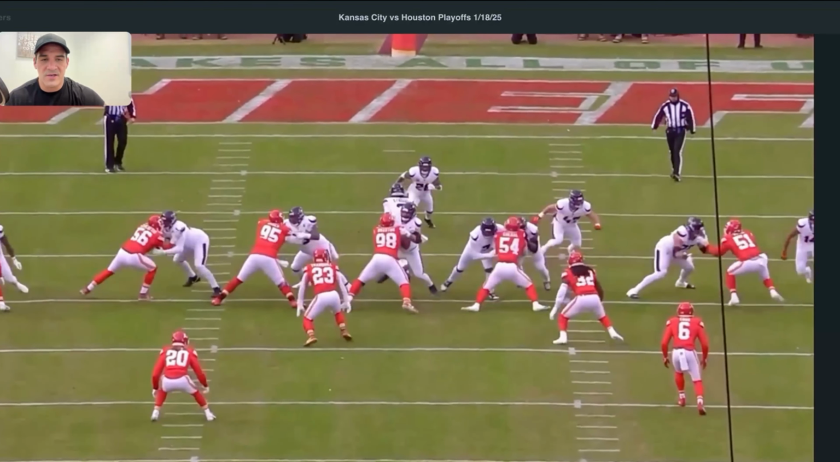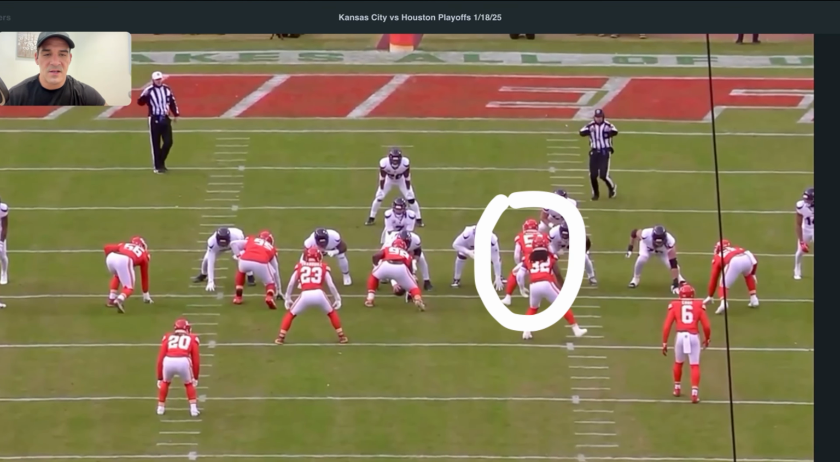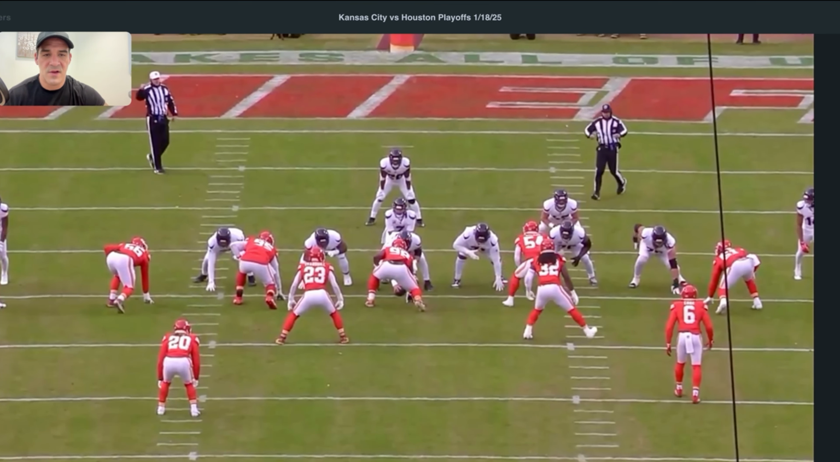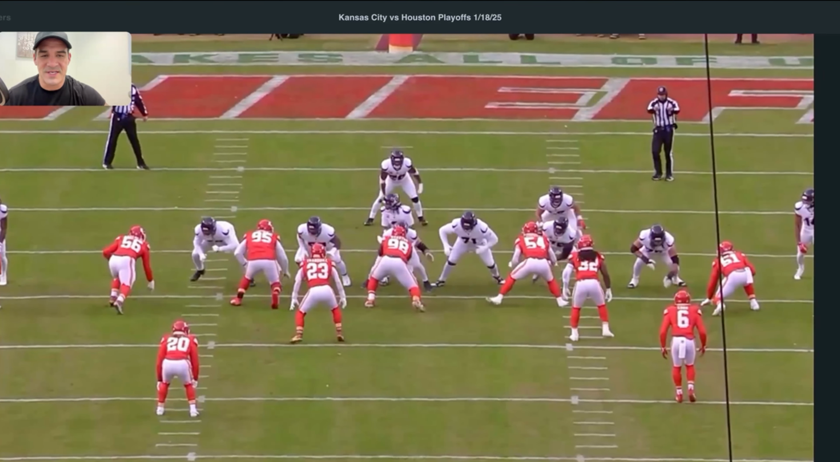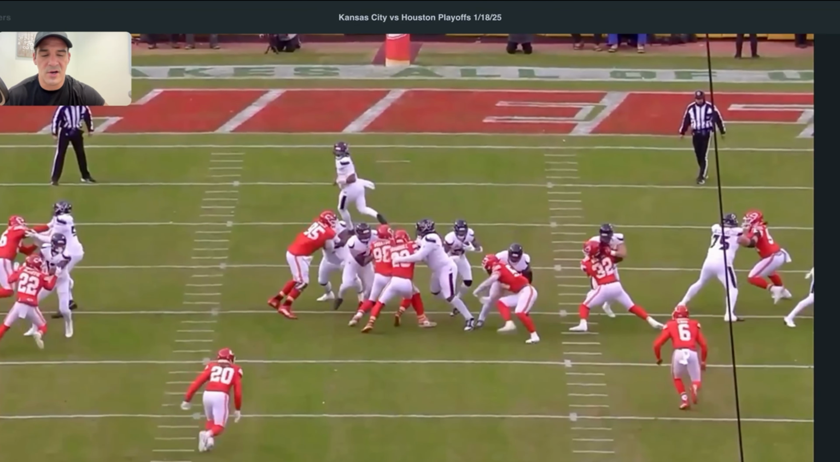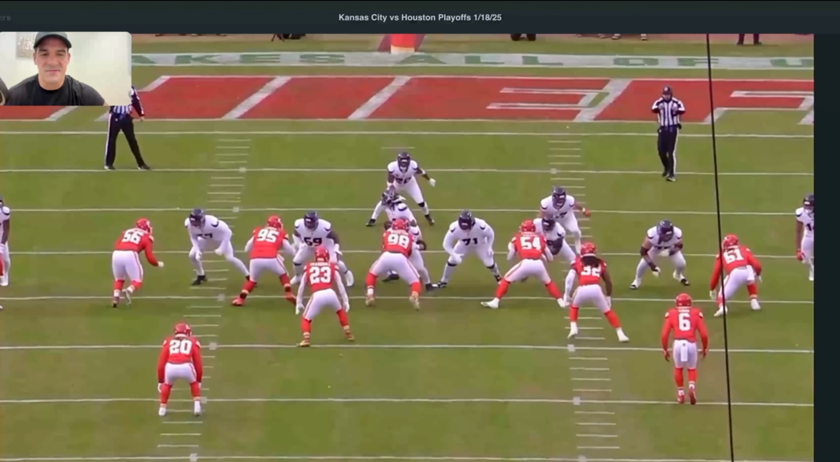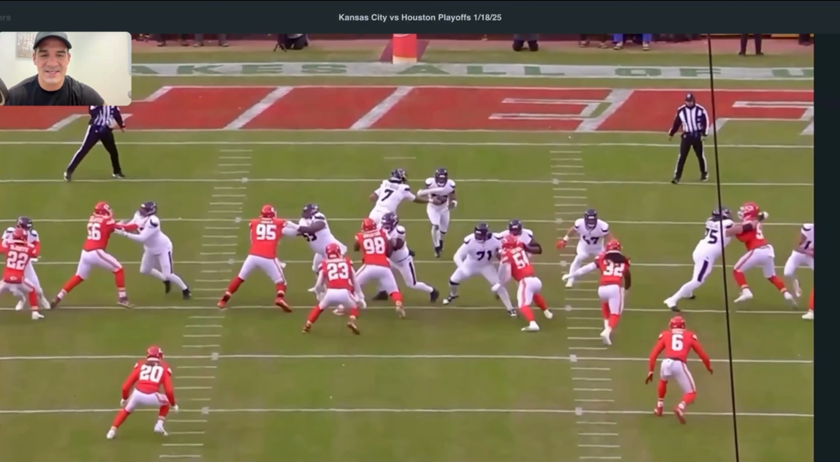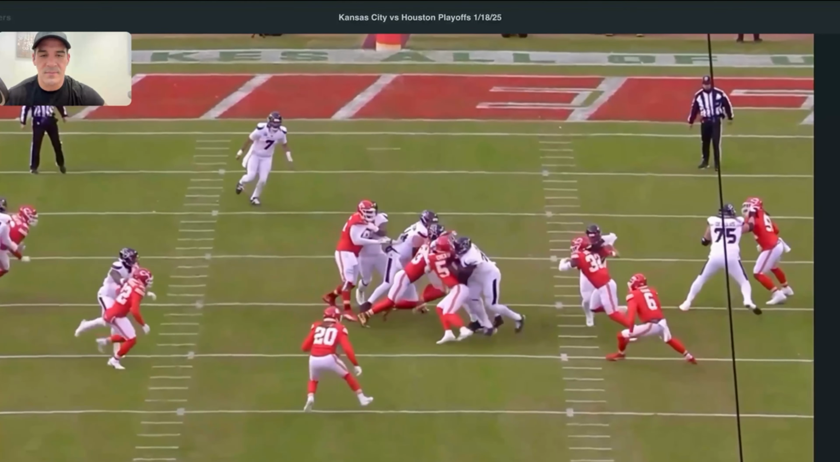And one thing I want to point out here is watch Leo Chenal right here. Leo's probably 255? And he's getting a double team here by 2 300-plus pounders. That's a whole lot of humanity he's fighting off right there. He does a great job of staying in his gap, fights as hard as he can to stay in that gap, and ends up making the play.